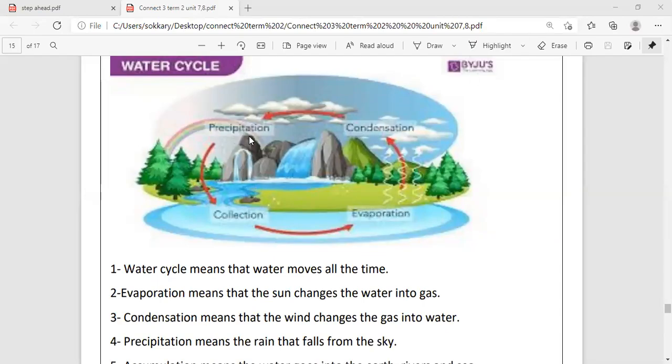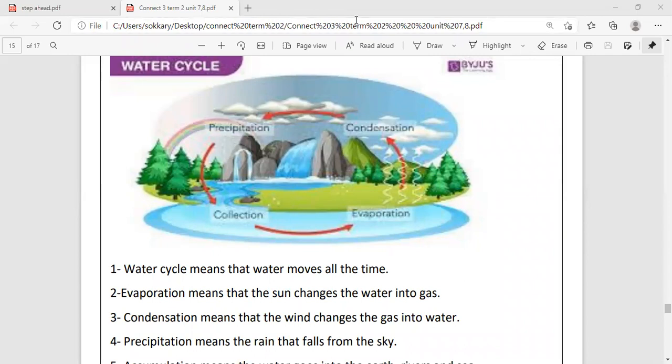Look, we have here clouds, we have here river, we have here waterfall. What is this picture about? What do we learn from this picture? Is it about land or water? Water. Excellent. Thank you, Hamza. Thank you, Al.